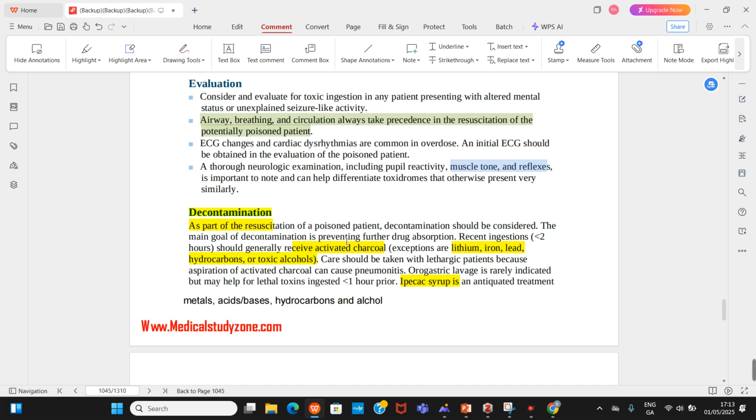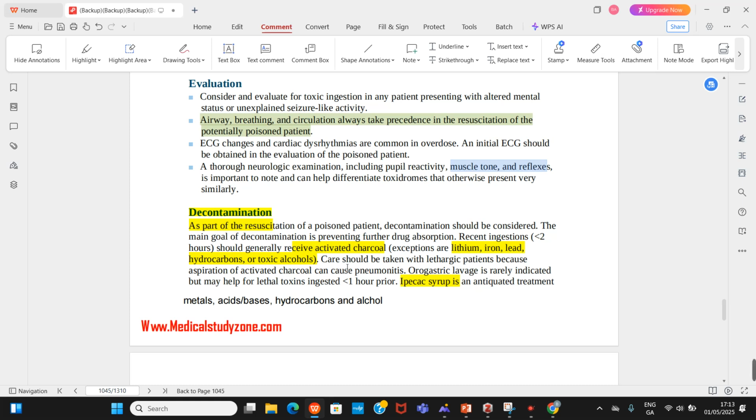The commonest indications for activated charcoal are maybe salicylate poisoning or poisoning from barbiturate. So barbiturate, salicylate, acetaminophen. Those are the ones that you can consider activated charcoal for.